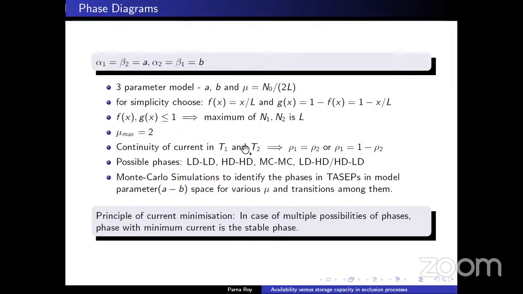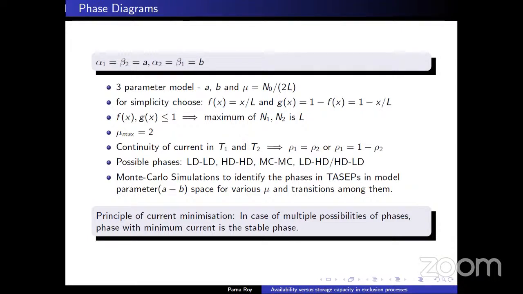Now, continuity of current in T1 and T2 implies two solutions for the density of the TASEP lanes are possible. Either rho 1 equals rho 2, that is the two lanes are in the same phase, or rho 1 equals 1 minus rho 2, that is they are in the opposite phase. So the possible phases are LD-LD, that is both the lanes are in the low density phase; HD-HD, both of them are in the high density phase; MC-MC, both of them are in the maximal current phase; and LD-HD or HD-LD, that is one is in the low density phase and the other is in the high density phase. We have used mean field theory together with Monte Carlo simulations to identify the phases in the model parameter space AB for various values of mu and transitions among them.